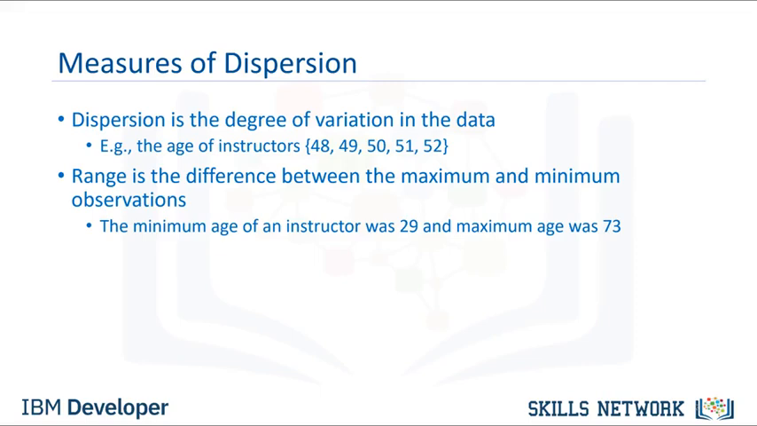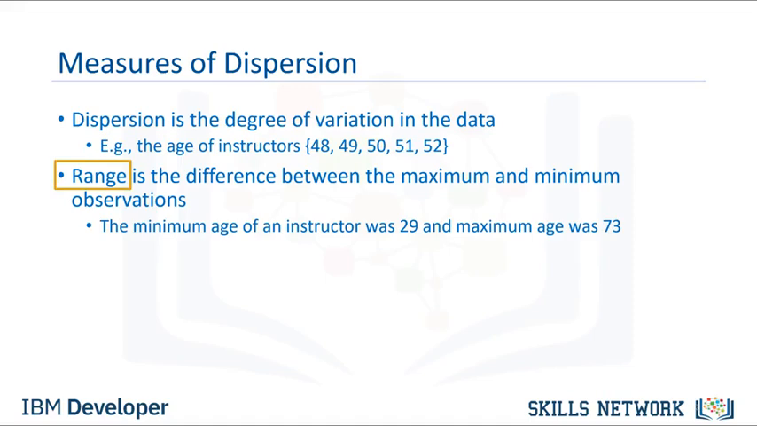Let's look at the age of an instructor. Let's say the average age is 52. This means that the individual ages may differ. Some may be 48, or maybe 55, or 75. So the average age is an estimate, but what we also need is an estimate for the dispersion in the dataset. The other thing to note is the range in our dataset.